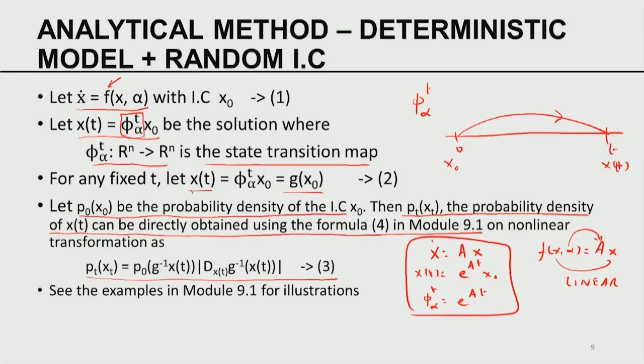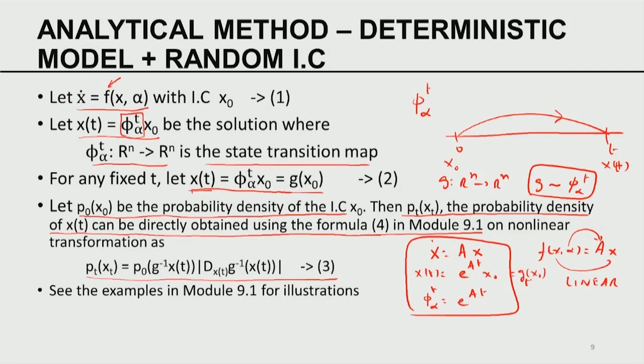We have already said that x of t is a function of the initial condition. I can think of x of t to be g of x naught. So, g is a mapping from Rn to Rn, and g is related to phi of alpha of t. So, in the case of a linear system, once again x dot is equal to Ax, x of t is equal to e to the power of At x naught. So, I can relate this to g of x naught, in this case as g t of x naught, because e to the power of At depends on t. So, I can simply say it is g t of x naught.